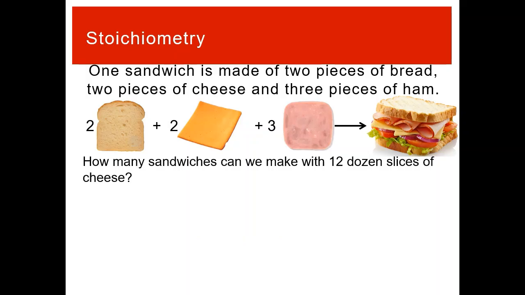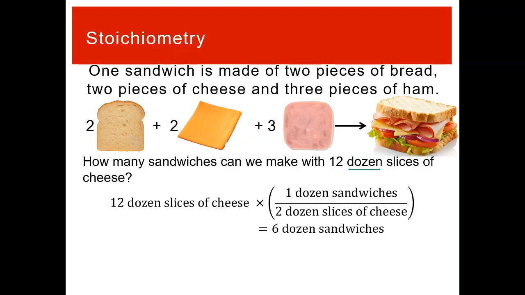How many sandwiches can we make with 12 dozen slices of cheese? Now, I'm not counting individual pieces of cheese. I'm counting by groups. I'm counting by the dozen. So I have 12 dozen. And so what I can see is that the 12 dozen is still related to the number of sandwiches using the same coefficients. It's still the 2 and the 1 that's implied out here.